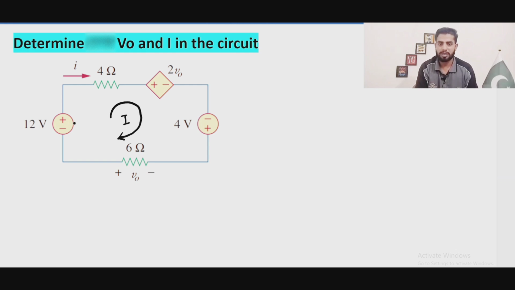In the second step, you have to mark polarities. If the polarities are given, that's well and good. If polarities are not given, you have to mark them. The right hand rule says that the current entering terminal is positive and the leaving terminal is negative, so it is plus minus, minus plus, minus plus, and minus plus. All polarities are given. This is the second step completed.